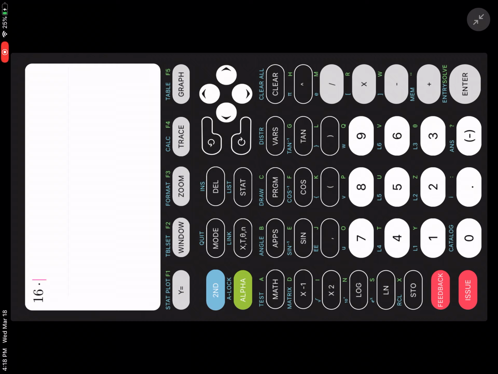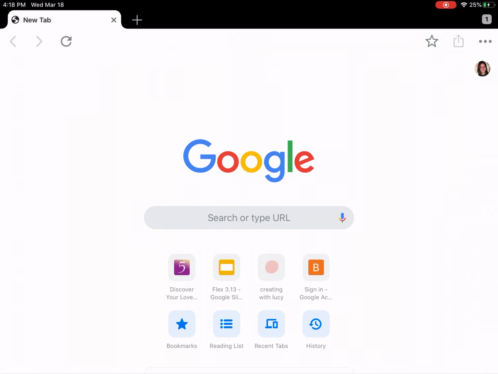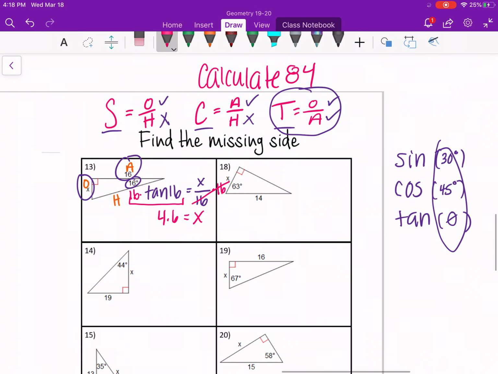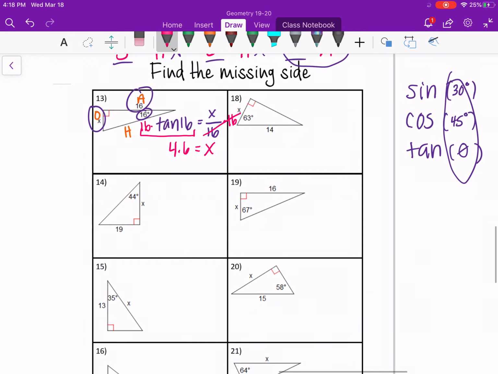If you look 2 rows above where it says 7, 8, 9, you'll see sine, cosine, and tangent. So I'm going to grab tangent, and I'm going to plug in 16 and hit enter. And that's it. That's the whole problem. We'll round that up to 4.6 for our notes, and we'll say that x equals 4.6.